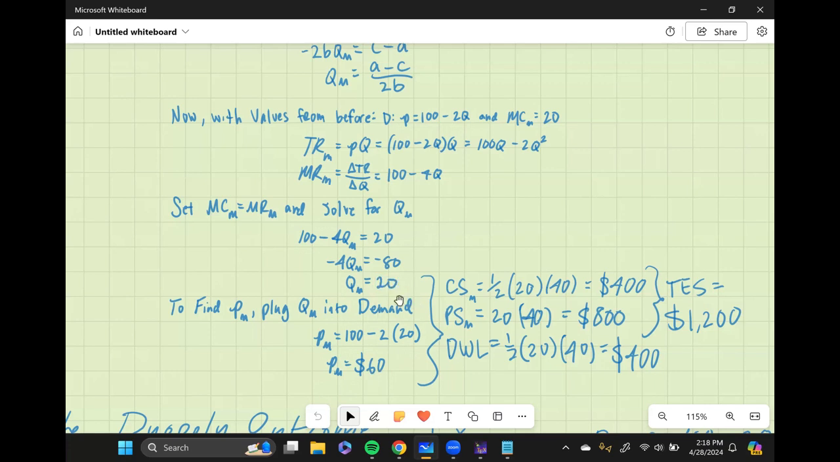And so you can see the outcome is very different than the competitive market, where the competitive market produced 40 units. The monopolist produces only 20. And in the competitive market, the price was $20, whereas in the monopolist market, it's considerably higher at $60. You also notice, of course, that the monopolist charges a price which is much greater than their marginal cost. And again, that's where that sort of economic inefficiency comes from.